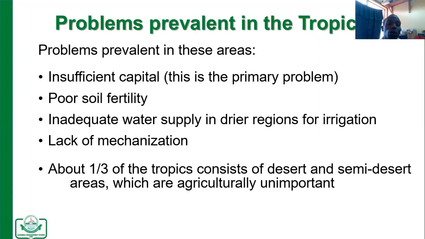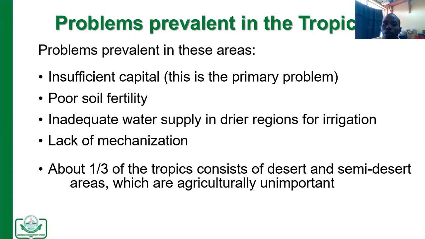Most of the problems prevalent in the tropics, we have insufficient capital. This is the primary problem that we experience in the tropics. What is the source of this? In most times, there is reduced support or low support from the government or agencies that can give capital for farmers to produce. Then the poor soil fertility. We discover that in these areas in the tropics, fertility is usually lower because of the types of soil that are found in this location.